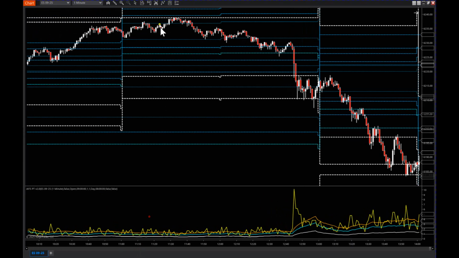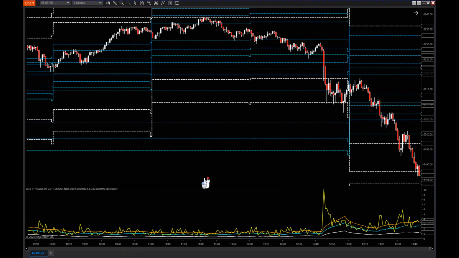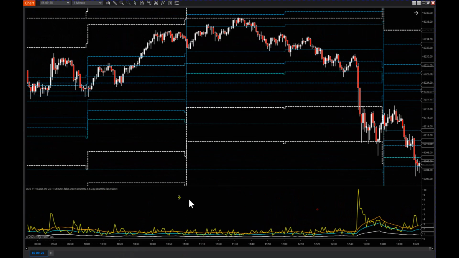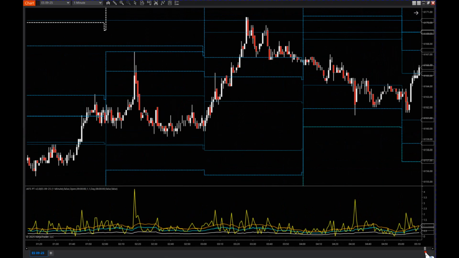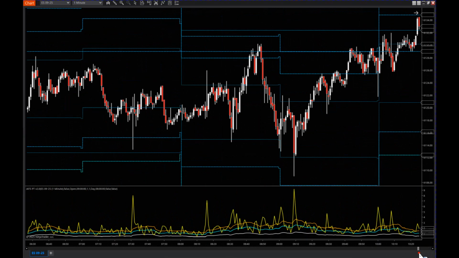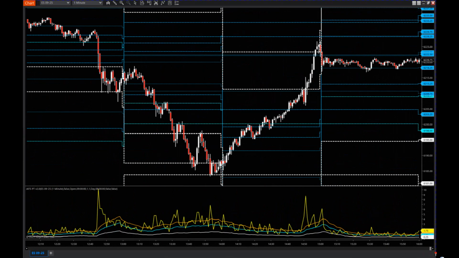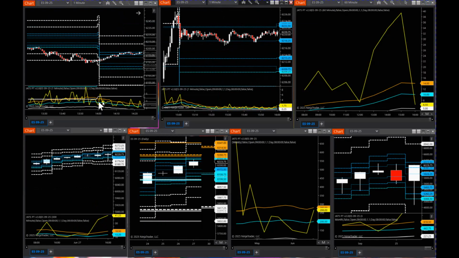And you can see how algorithmic this is, especially when you're looking at a 1 minute time frame. So definitely come in and pick up the JATS PT indicator. You can run your own vol surface analysis on all of these time frames together.